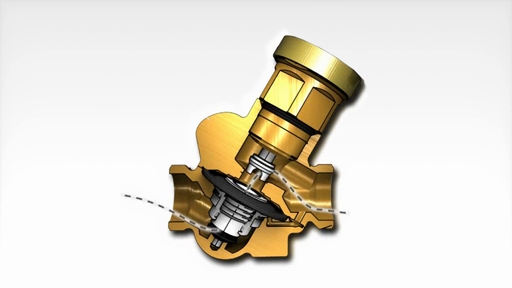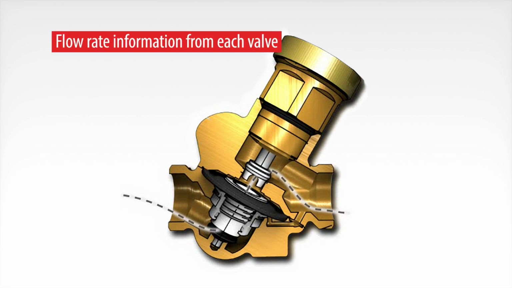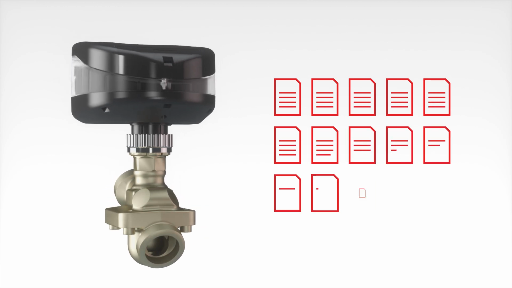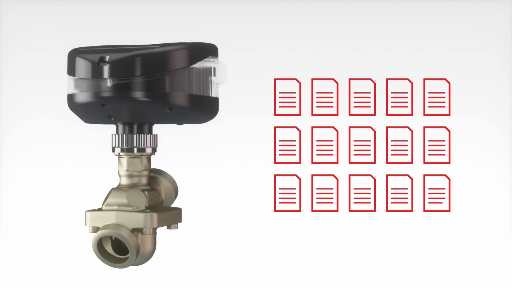Due to high accuracy in combination with the ABQM pressure independent control valve, NovoCon indicates the flow rate through each valve. Flow rate information can be used for remote commissioning and building energy optimization and allocation.